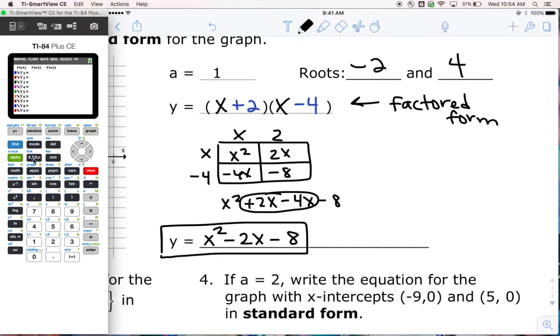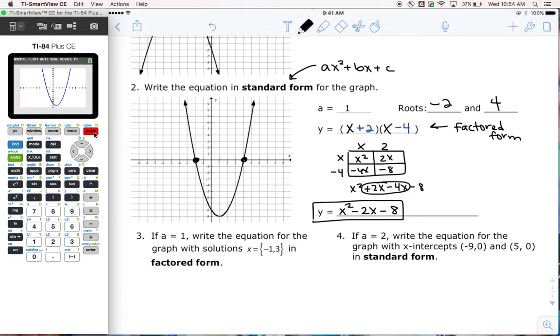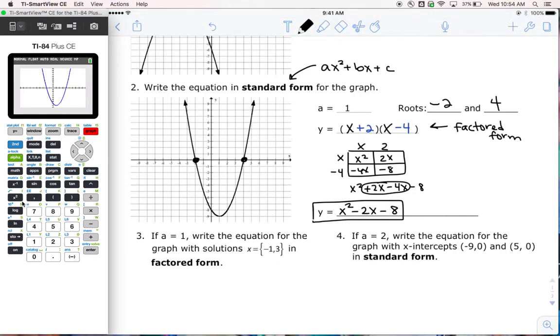I'm going to do the final answer because it asked me for standard form. So x squared minus 2x minus 8. And let's look and see if it matches what we see on our paper. Yeah, it does, right? We got a -2, 0 and a +4, 0, just like we see on our paper. Awesome.